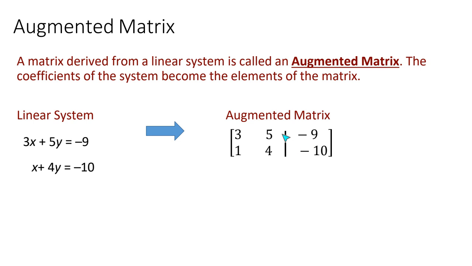When we write it on paper, usually we put a bar here to separate your coefficients from your constants. But sometimes if you use a calculator or a computer, you're not going to see this line, but just know that it's there. And then the second equation: the coefficient of x is 1, the coefficient of y is 4, and then we have a negative 10.